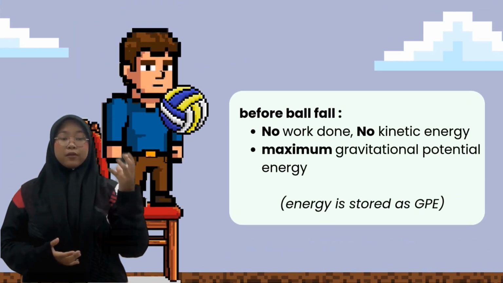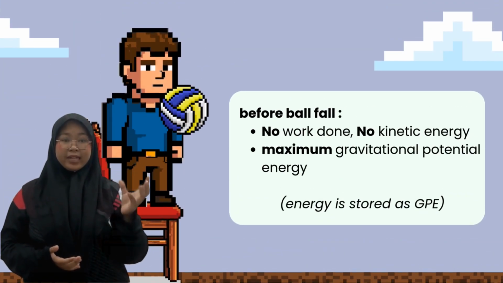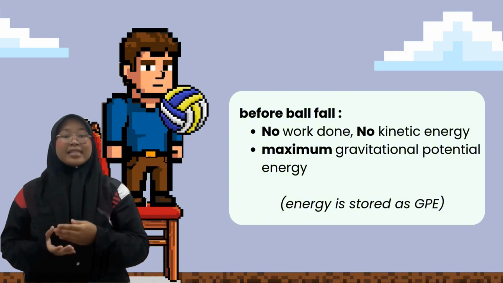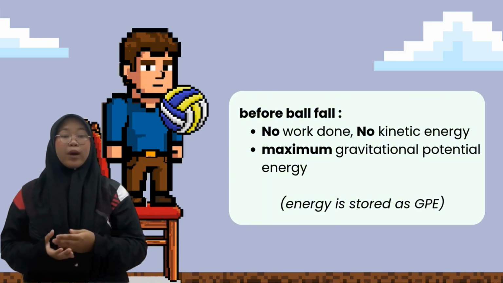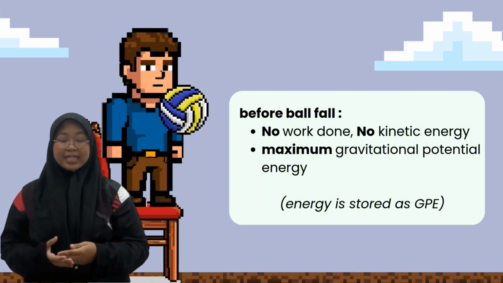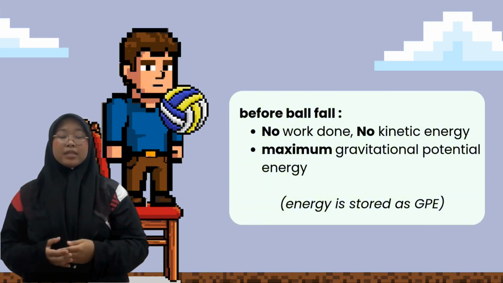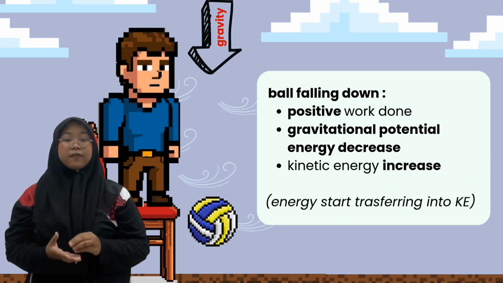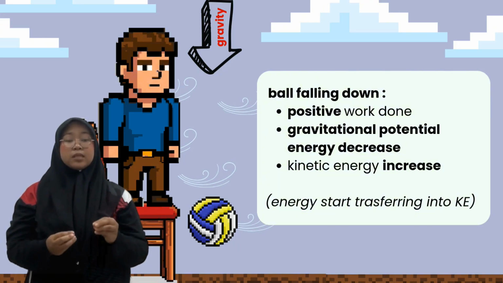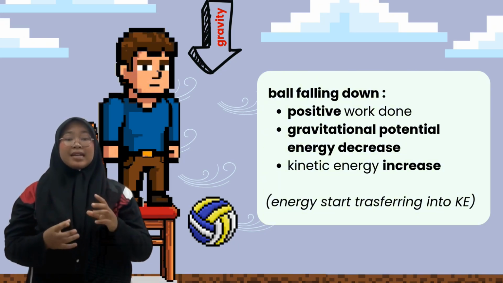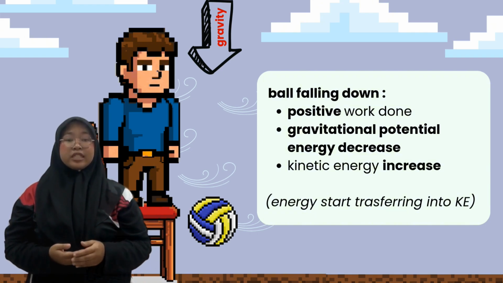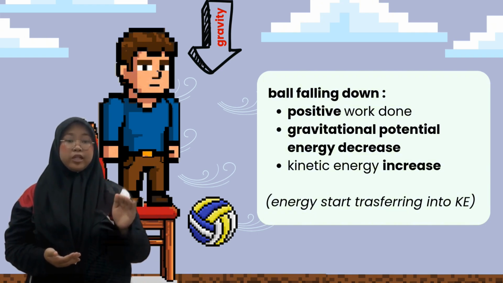The ball is just about to fall and is still at rest, so no work has been done on it. Therefore, its kinetic energy is zero, while its gravitational potential energy is maximum because it is at the greatest height. As the ball falls, a gravitational force acts on it and does positive work. As the height of the ball above the ground decreases, its gravitational potential energy also decreases.